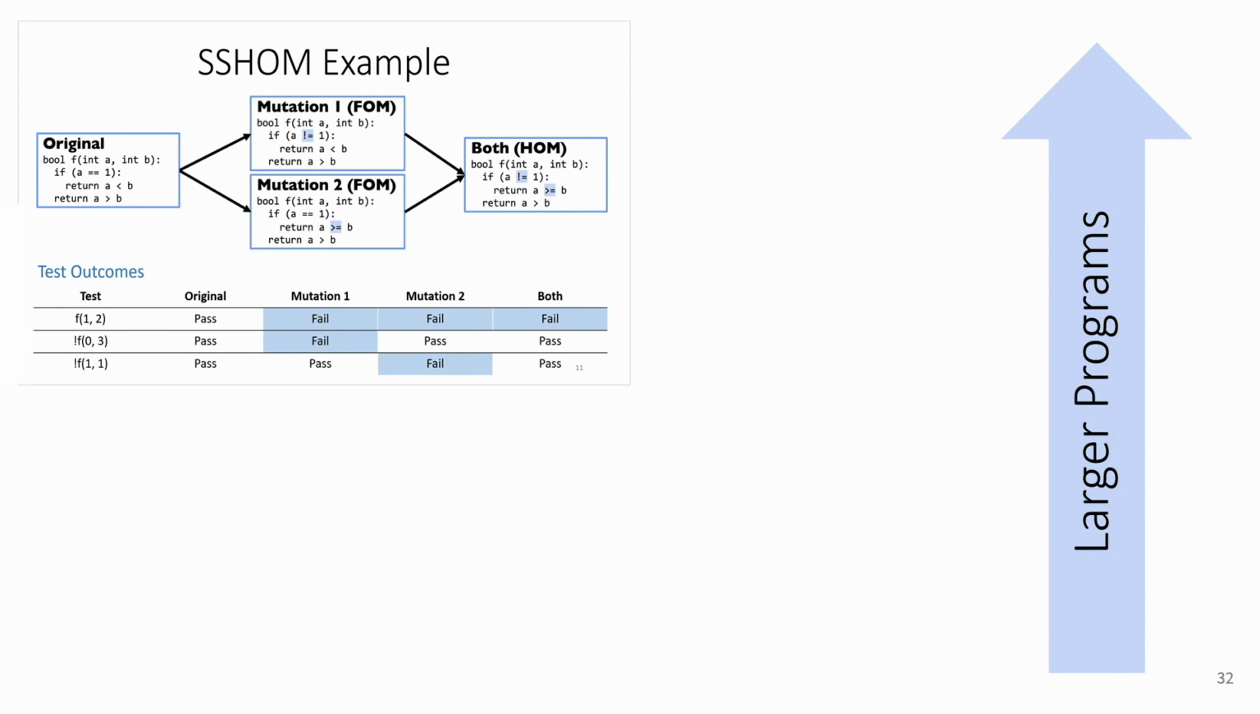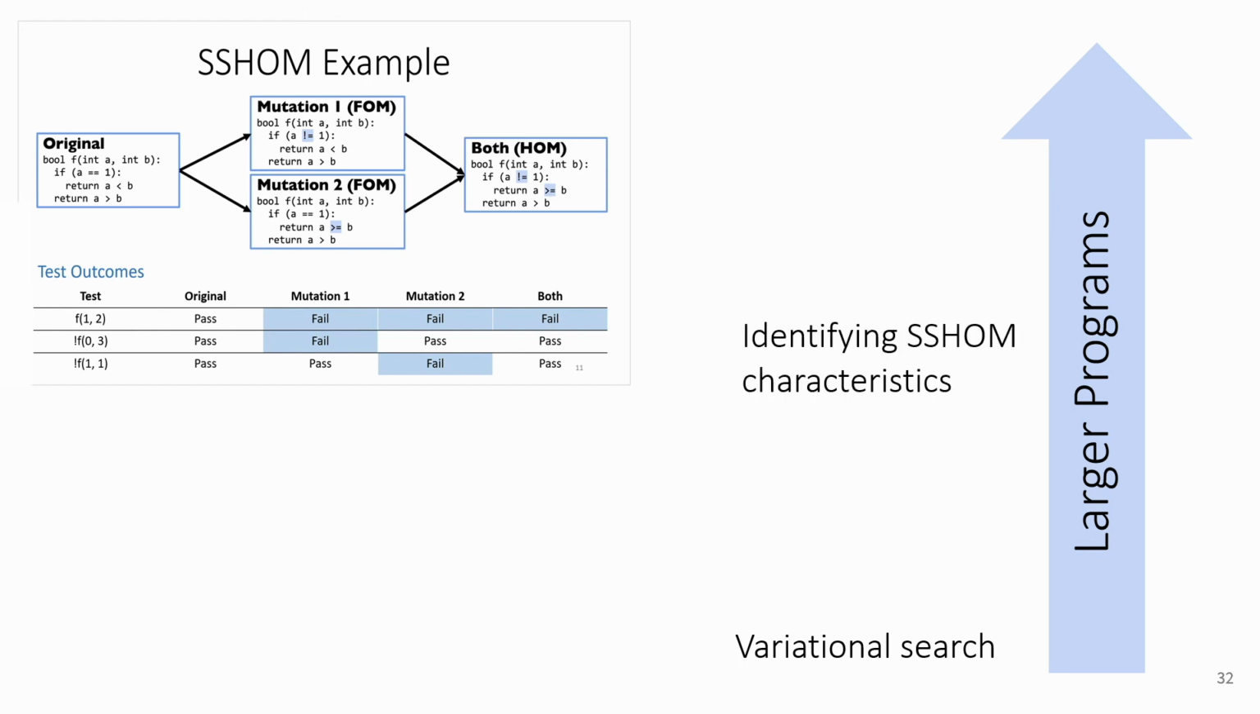In conclusion, in order to find strongly subsuming higher-order mutants, which are useful for mutation testing, we created a variational search that allows us to completely enumerate all strongly subsuming higher-order mutants in small to medium-sized programs. We studied those strongly subsuming higher-order mutants to identify 4 basic characteristics, and we created a lightweight prioritized search that is able to identify strongly subsuming higher-order mutants in large programs and significantly outperforms existing methods.